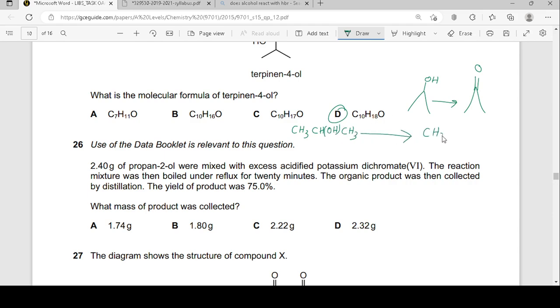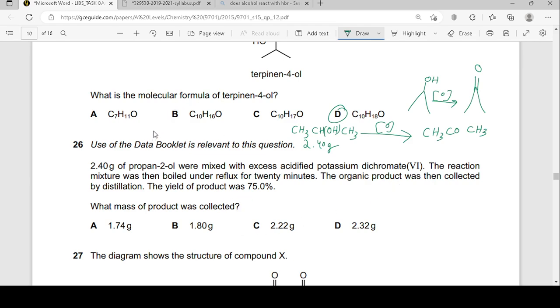And CH, I mean, it's quite clear it's obviously going to be attached to this one. CH3, CO, CH3. And then you have 2.40 grams of this one and some oxidation. Okay. And now the reaction mixture was boiled in the reflux for 20 minutes. Cool. Now the organic product was then collected by distillation.